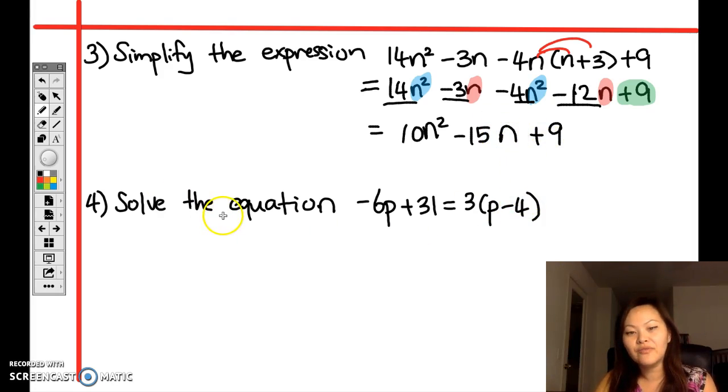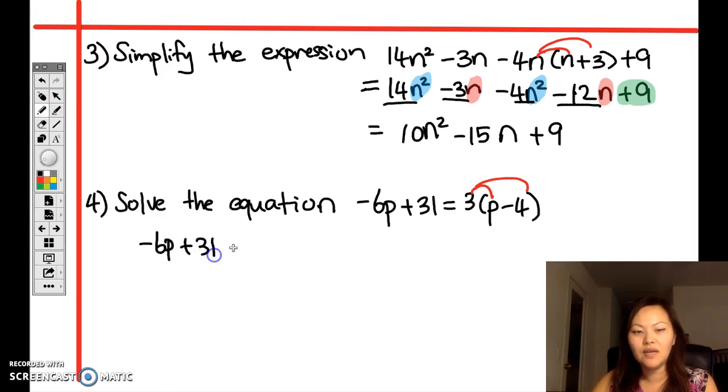Let's take a look at number 4. Same thing, very easy question. You have to distribute first over here. It's all Algebra 1 stuff, okay? So let me just go ahead and write it over here. Negative 6p plus 31 equals, then when you distribute over here, you get 3p. And then 3 times negative 4 is negative 12, right? So then I notice that I have variables on both sides. I have a negative 6p and a 3p.